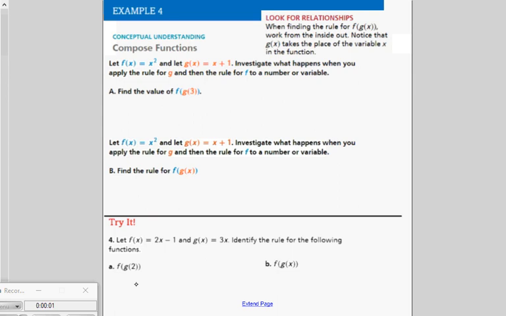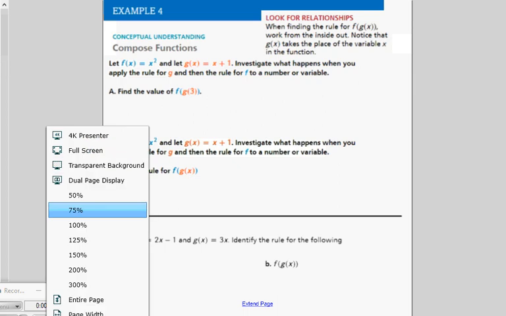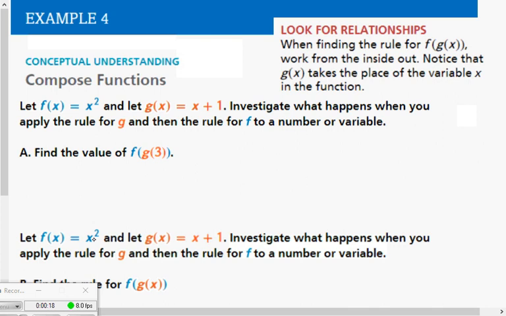We're going to compose functions today, and that basically means that we're going to embed, E-M-B-E-D, one function inside another. In the case, for example, of example 4, part A, when they say to find f of g of 3, it's color-coded there for you. You're going to work from the inside out and evaluate what g of 3 is first. Take that answer and evaluate f of that, okay? So you work from the inside out.